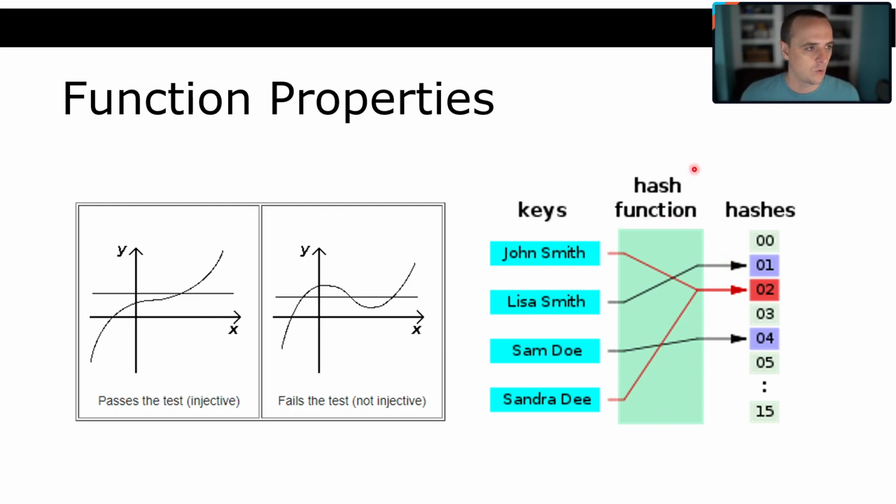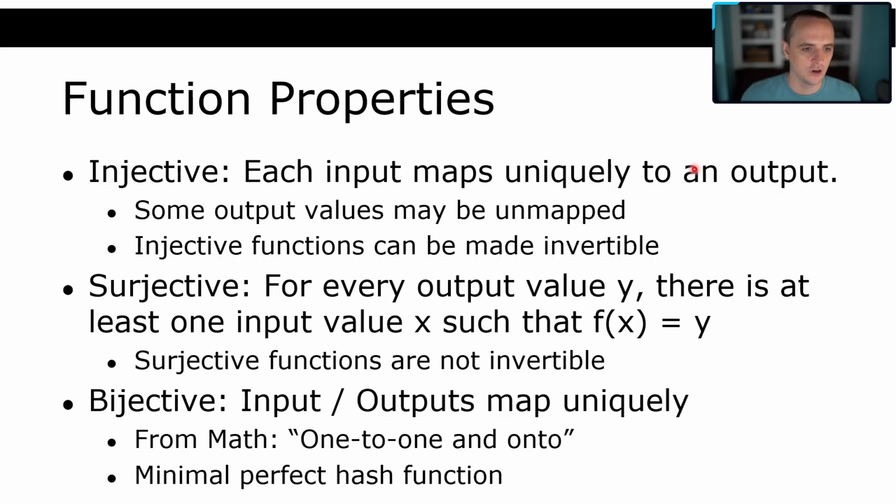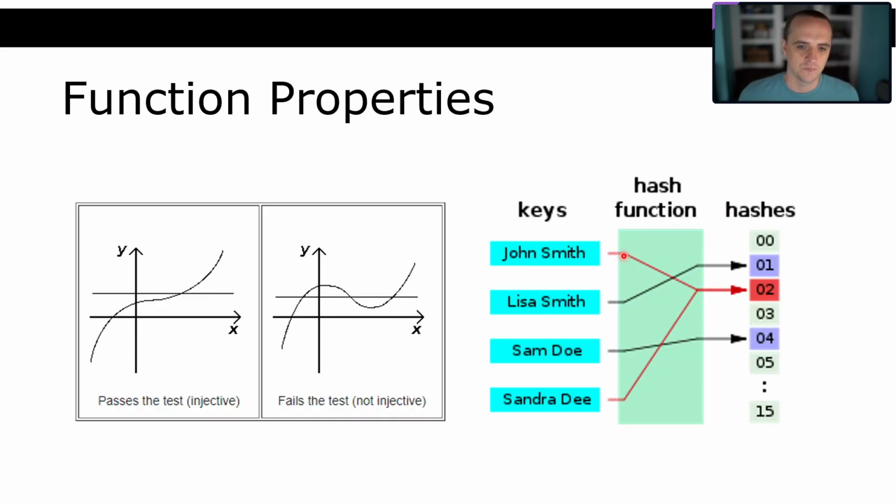So if I ask you on an exam whether or not this is an injective hash function, what are you going to say? Well, you're going to look back at the property of injective. Each input maps uniquely to an output. Well, John Smith and Sandra D do not have unique output mappings. So this is not an injective function, okay?